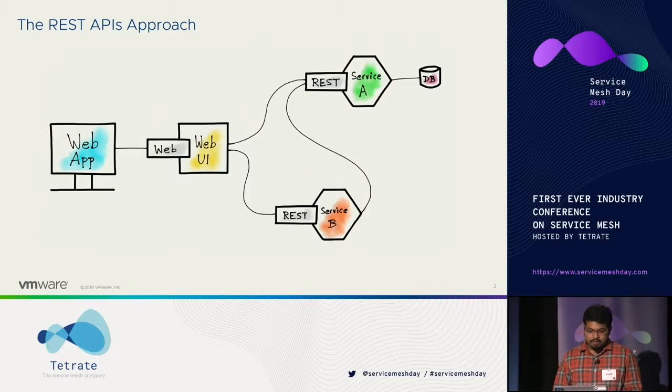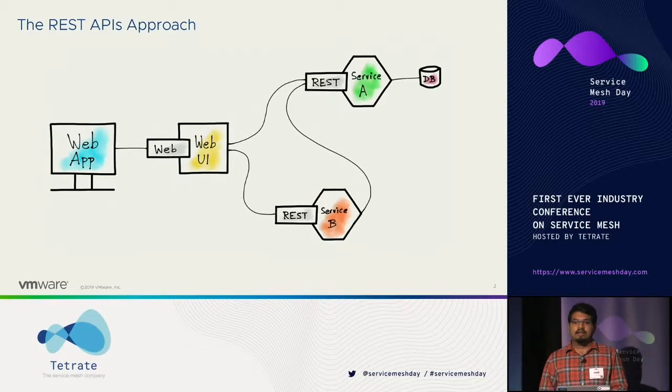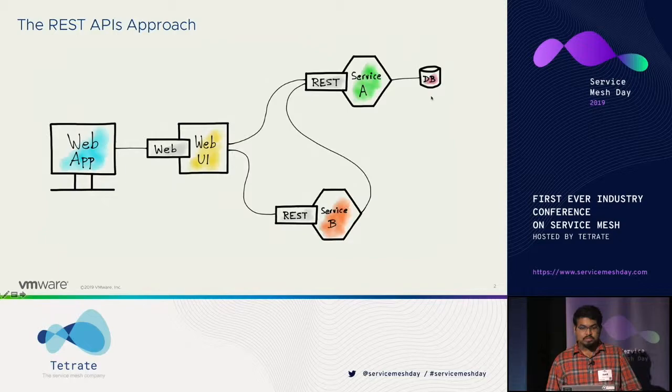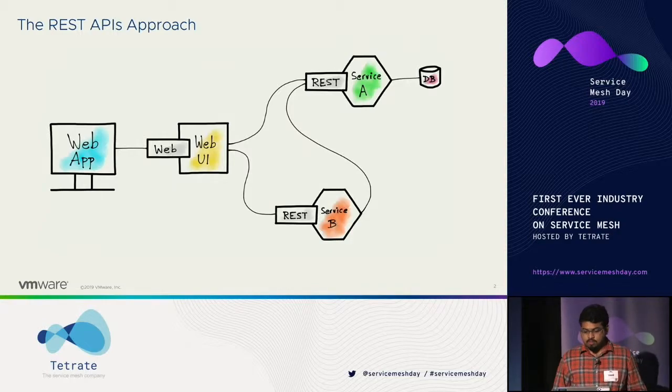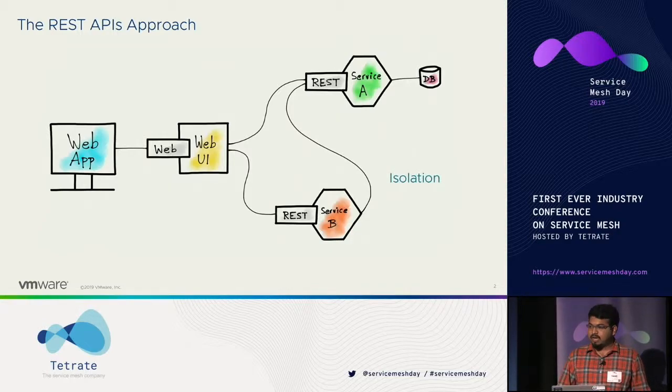Here is a cool web app that's running on a browser, and there's a web server that's serving the HTML, JavaScript, and the styling files. We also have two services, A and B, and they have a REST API associated with them, and you can access these services through that API. Service A depends on a database, and Service B leverages the REST API of Service A in order to provide its own functionality. So the good parts about this approach is that you get isolation.